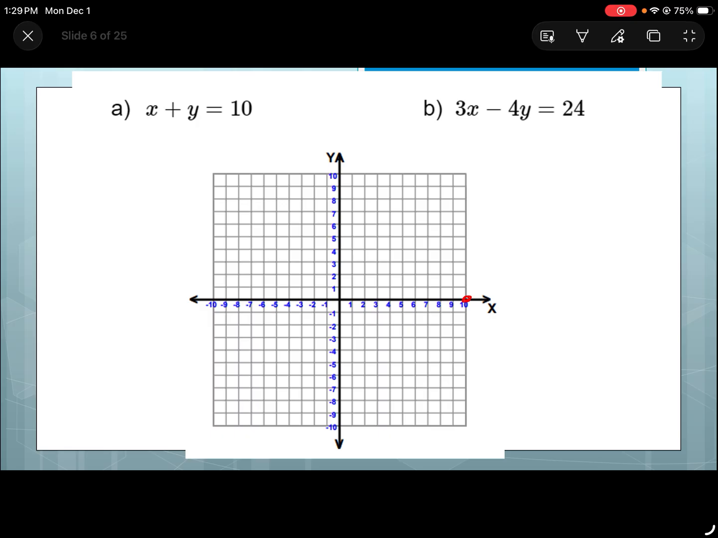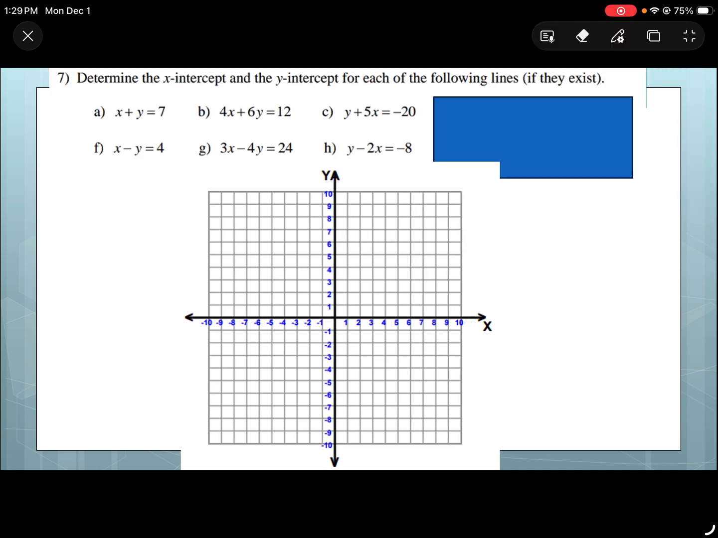Okay. So, if I ignore x, I get y as 10. If I ignore y, I get x as 10. Now that I have these 2 points, draw a straight line between them, and you're done. What about this one? If I ignore y, I get 3x is 24. If I divide by 3, I get x is 8. So my first coordinate, x is 8.